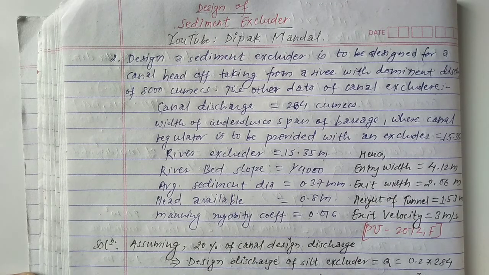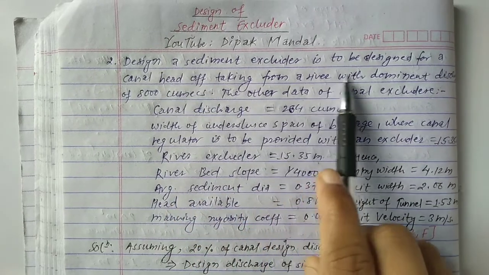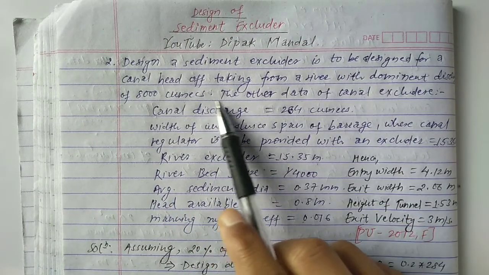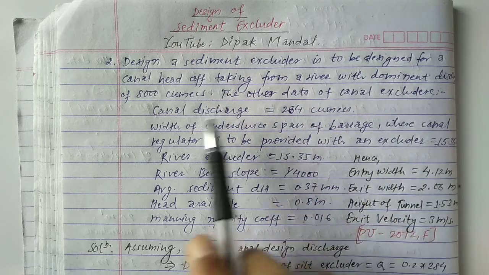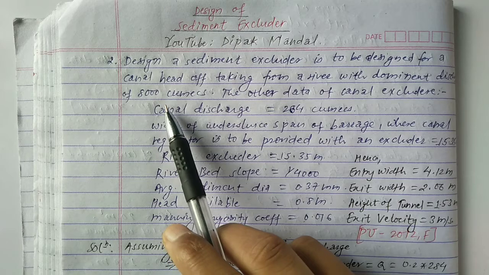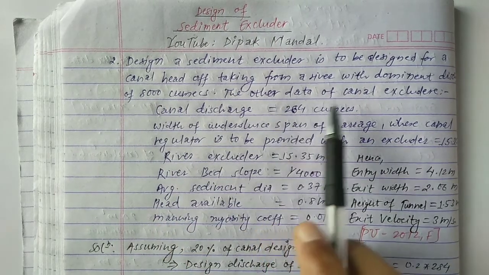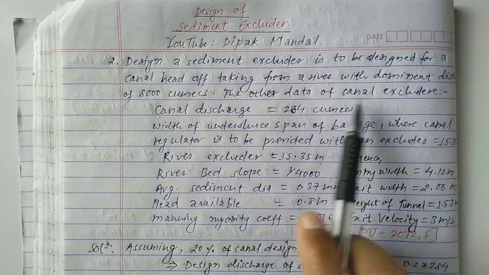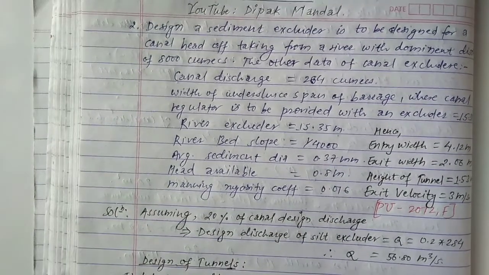Let's see the question first. A sediment excluder is to be designed for a canal head taking from a river with a dominant discharge of 8000 cubic meter per second. The data of the canal excluder are given for designing of the sediment excluder.